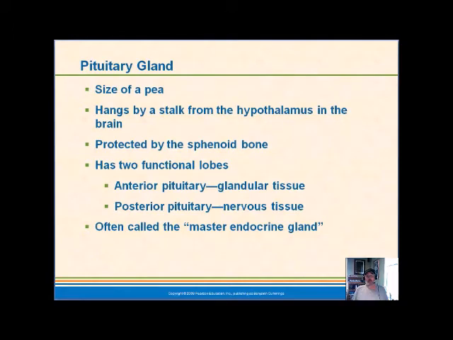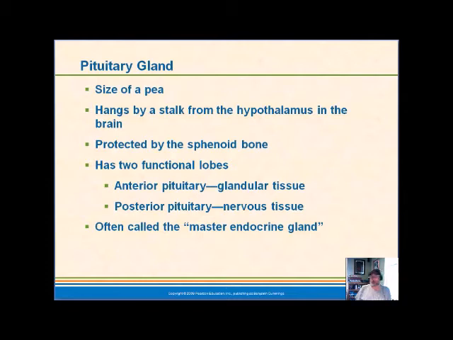So the first gland that we're going to talk about is the pituitary gland. It's about the size of a pea, and it hangs by a stalk from the hypothalamus by a structure called the infundibulum, although you don't need to know that. It is well protected by the sphenoid bone, and it has two functional lobes.